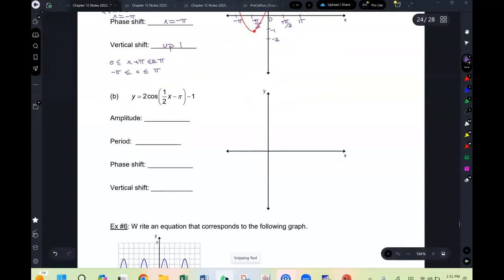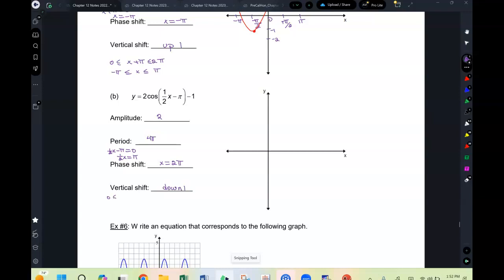Okay, let's do this one. What's the amplitude? 2. What's the period? 4 pi. Okay, phase shift. Half x minus pi equal to 0. Half x equals pi. So what's x? 2 pi. That's the phase shift. Okay, the vertical shift, down 1. Okay, so here we go.